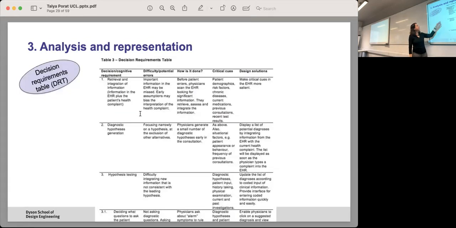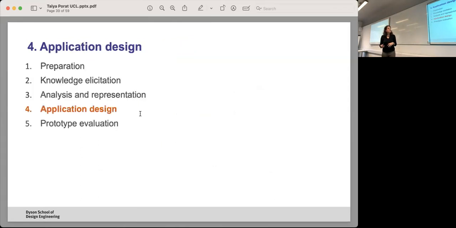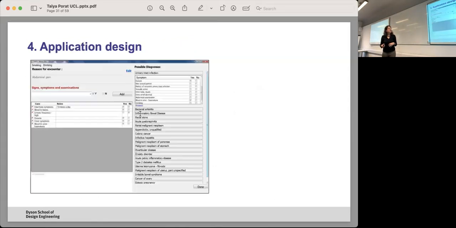So this is the full table. We have the decision or the cognitive requirement, what could be possible errors, how it is done today, and what information they need or critical cues to gain this information, and what could be a design solution to hopefully minimize the errors. So we designed a prototype.